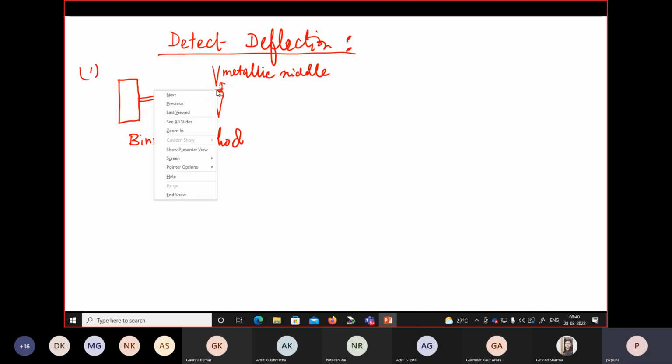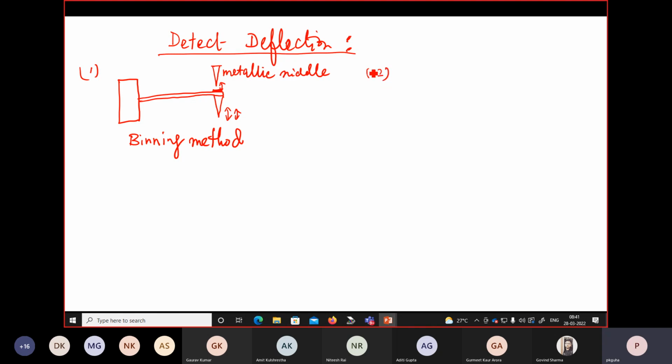So he put a metal patch here, and as this probe moves, it will go up and down, right? And that will change the tunnel current. So this is the extension of the STM method for measuring the deflection, by measuring the change in the tunnel current. So this is one method.